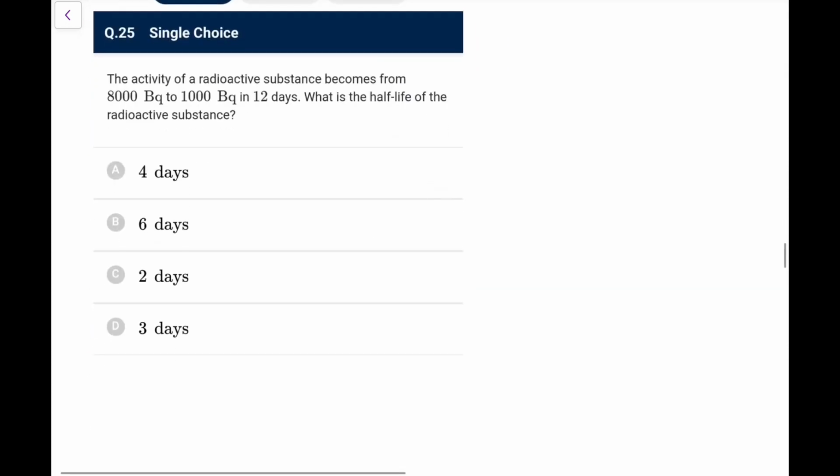Next one. The activity of a radioactive substance becomes 1000 from 8000, that means 1/8, in 12 days. That means this is 1 by 8, 3 half-lives, so the half-life is 4 days. So that's an easy one. You can directly pick and choose.